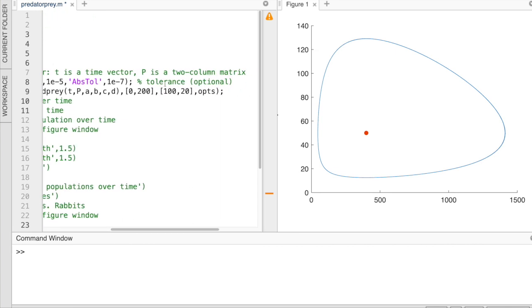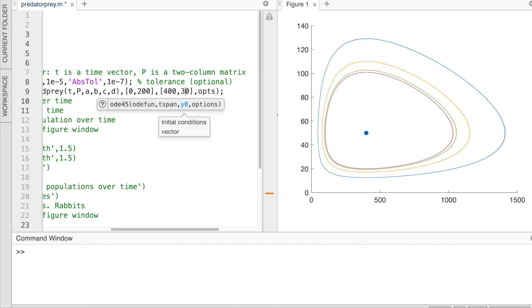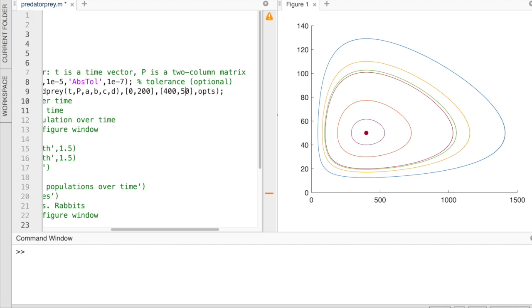So let's do, how about I just adjust the rabbit? So 220, 320, 420. Okay, let me adjust these. How about 30, 40, 50 is actually the dot. Let's go up to 60.